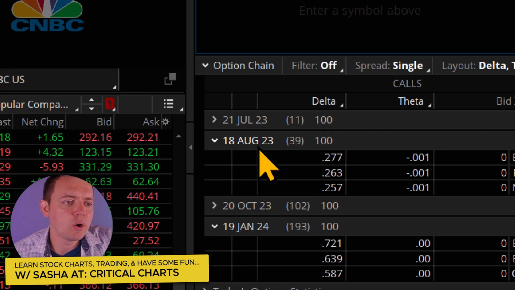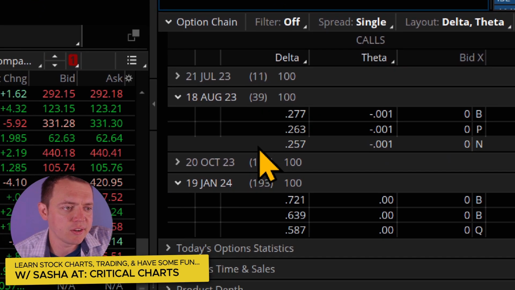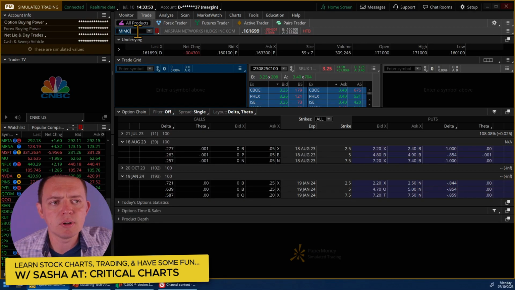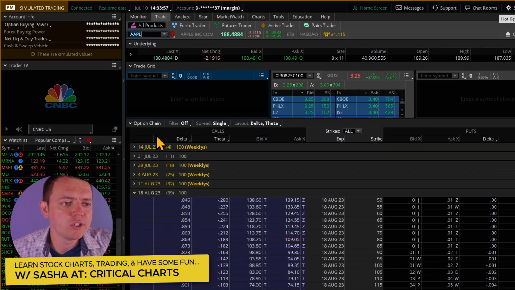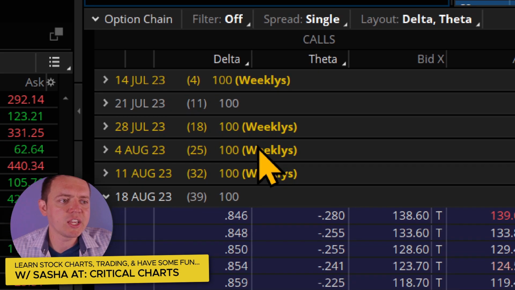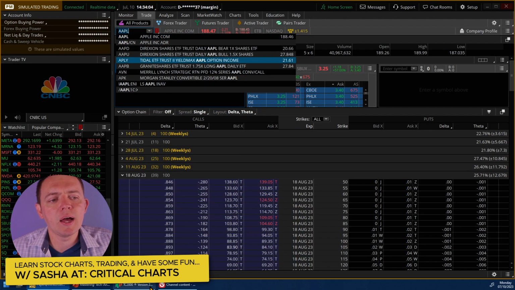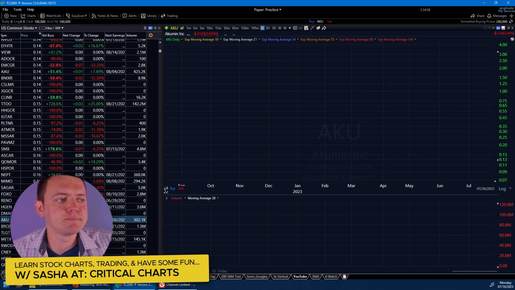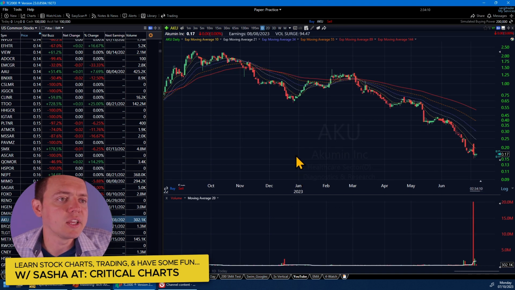In this case, we don't have weekly options. We just have the standard ones, and you can see that they're just standard, they're not yellow. But if you go to something like Apple, you can see you have weeklies, and it says right there, weeklies. Just by checking if it has weekly options, that's a good double check to see if that stock is traded actively.